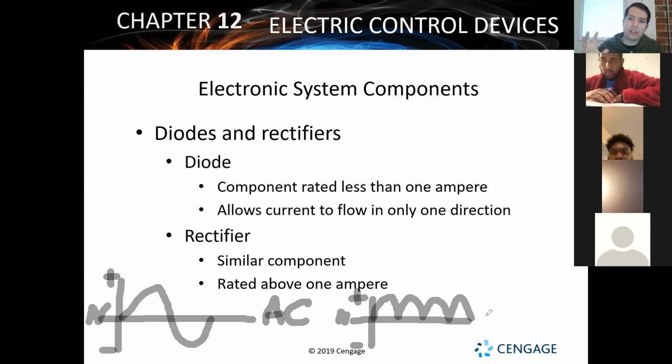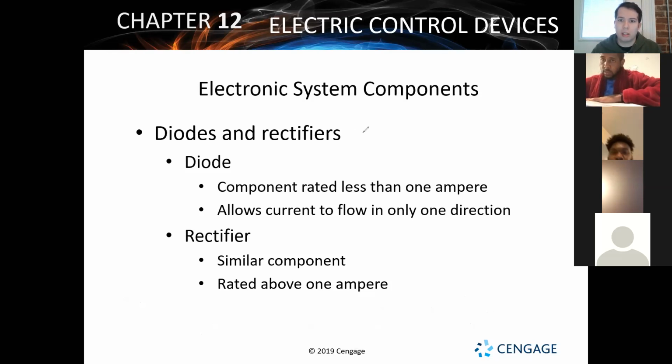That's why a lot of stuff is now including diodes and rectifiers. And just to show you guys, a diode is typically going to look something like this. All right, that's typically what your electric signal for a diode is going to look like.